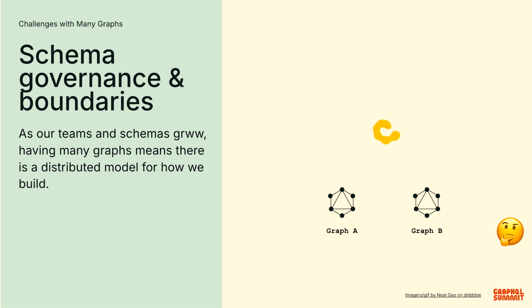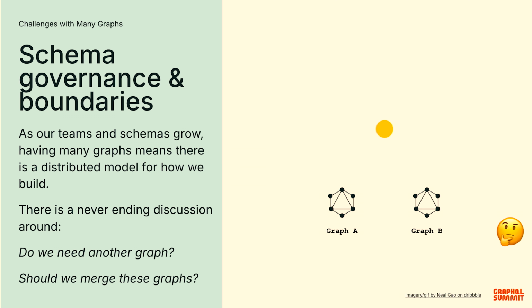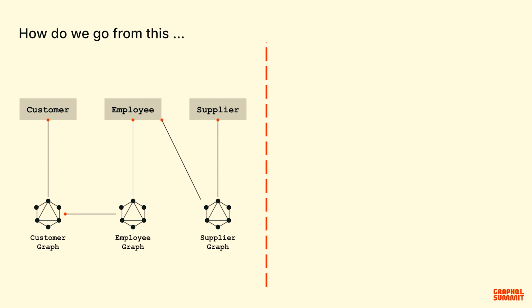So as our teams and schemas grew, having many graphs means that there's a distributed model for how we build and maintain our schema. So there was a constant and never-ending discussion around, do we need another graph, or should we merge this graph in with the other? And the key takeaway here is that these are expensive decisions to make or backtrack. So those were some of the pain points that we felt with our many graph setup.